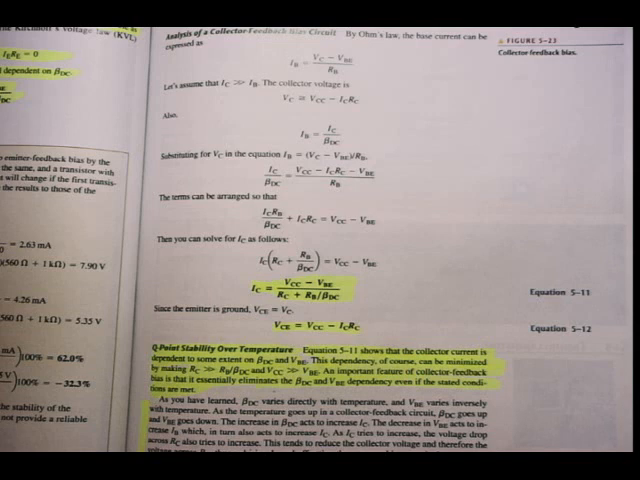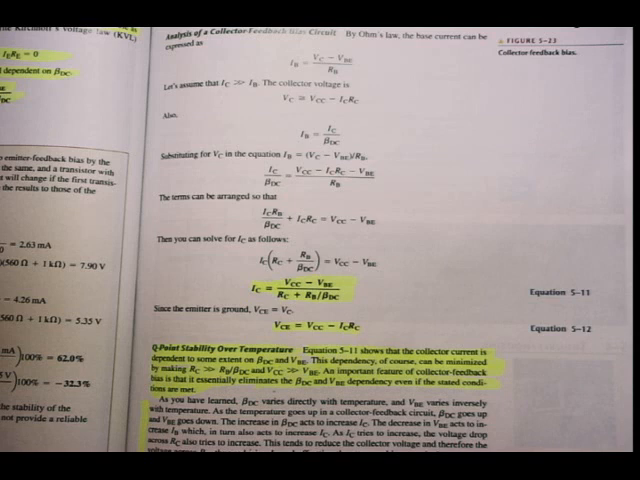Equation 5-11 shows that the collector current is dependent to some extent on beta DC and VBE. This dependency of course can be minimized by making RC much larger than RB divided by beta DC and VCC much larger than VBE. An important feature of collector feedback bias is that it essentially eliminates the beta DC and VBE dependency even if the stated conditions are not met.